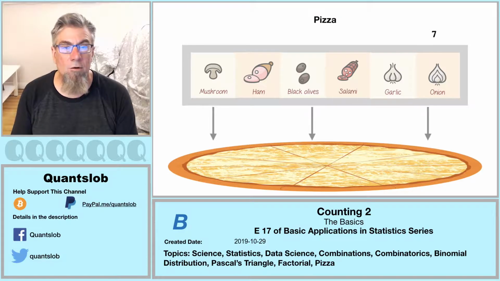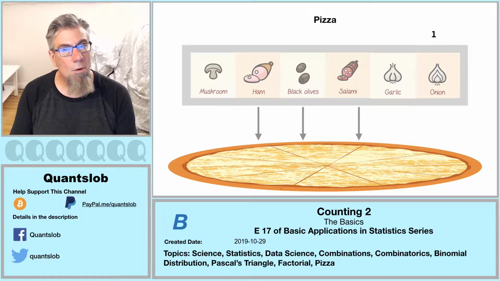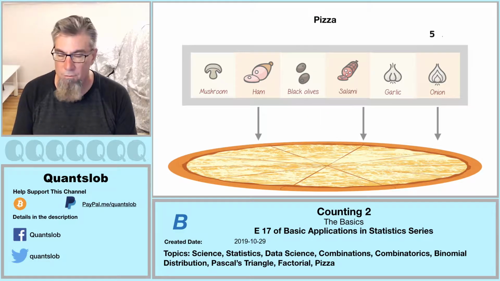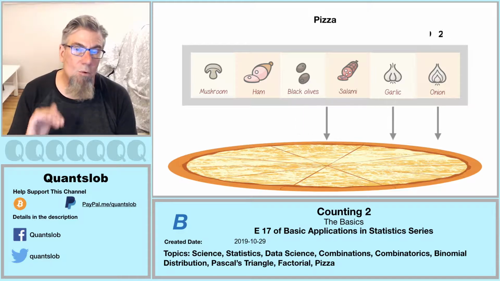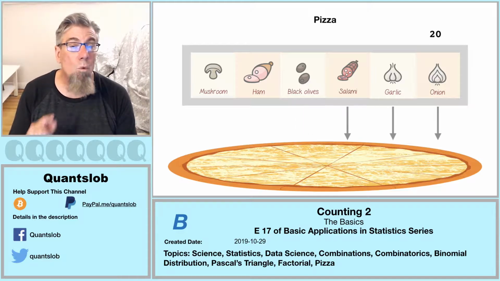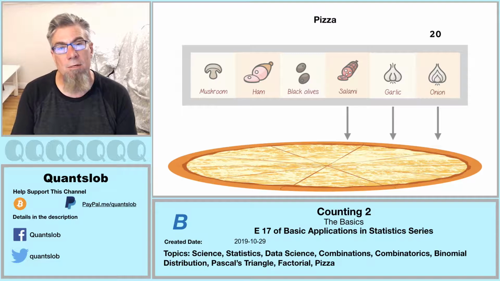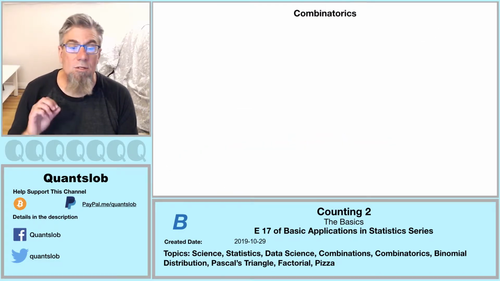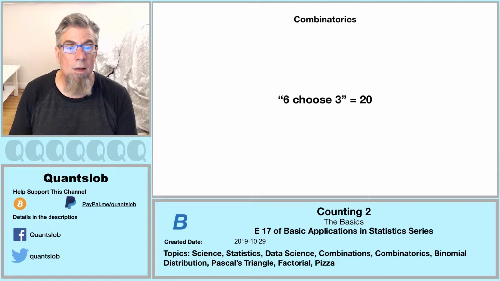Well, one of the ways we can get to our answer is to simply enumerate or count all of the possibilities. And doing so, we find that there are 20 possible 3-topping pizzas that can be made from 6 available toppings. 6 choose 3 is 20.